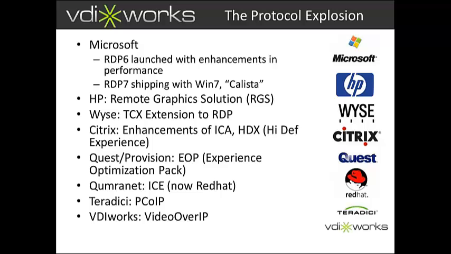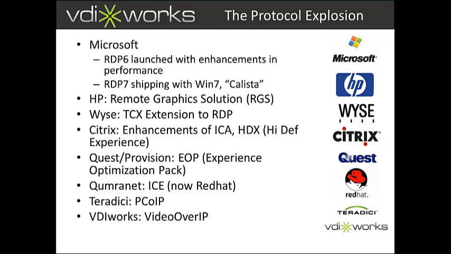HP invested on the higher end with their remote graphics solution, the RGS protocol, which they designed for higher end traders and multi-monitor experiences and so on. Wyse added sideband channels that accelerated RDP for multimedia redirect, and they call that TCX. Citrix, of course, continued to evolve ICA into what they now call HDX for the high definition experience. Quest bought a connection brokering company called Provision and therefore got interested in VDI, and then they developed another sideband to RDP which they call EOP.